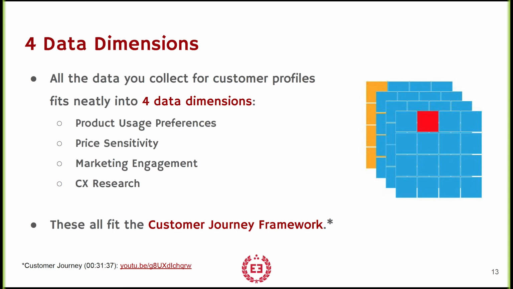Now, the first 3 of these are mostly derived from observational data. If you remember when we talked about those 4 types of data, and we talked about origin, survey was one type of origin. Well, CX research is going to come from survey. Price sensitivity, some of it will come from experimental design surveys. But most of the data for the first 3, the product, price, and marketing, are going to come from observational, machine-to-machine data capture. Now, these 4 things also fit really neatly into the customer journey framework. They have overlap, but they fit very well. They can be explained very well through that framework.